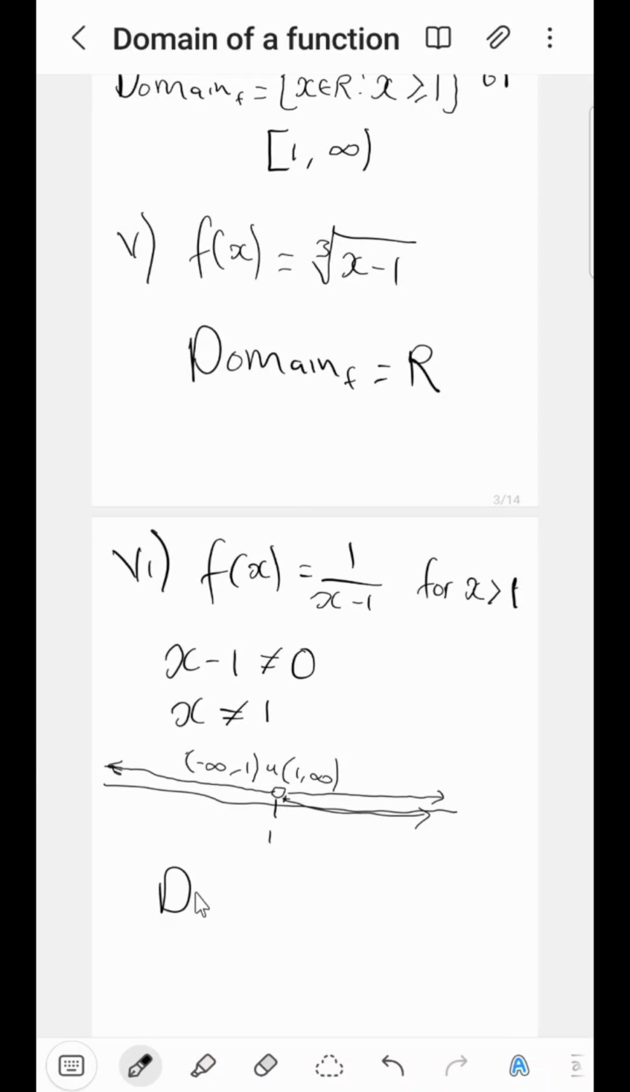So our domain for that function is x should be a member of real numbers such that x should be greater than 1. Or in interval notation, you can write it like this: 1 comma infinity. If you remember, this is set builder notation and this is interval notation.